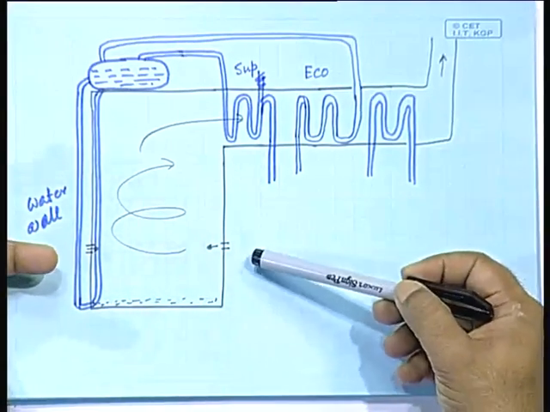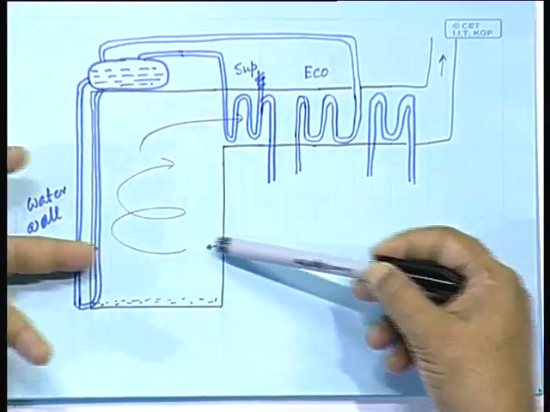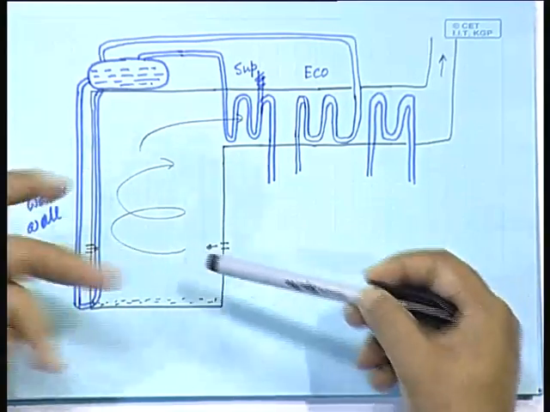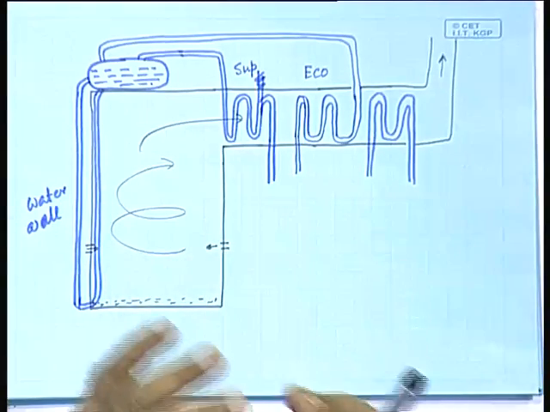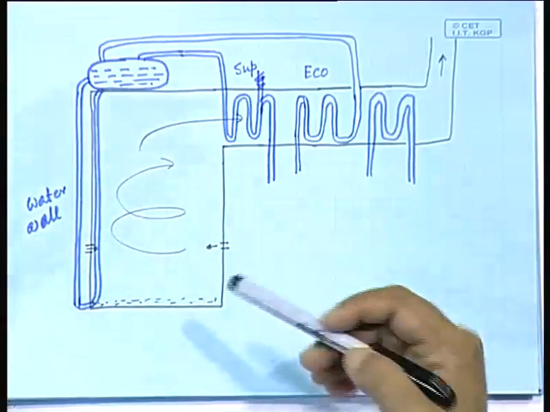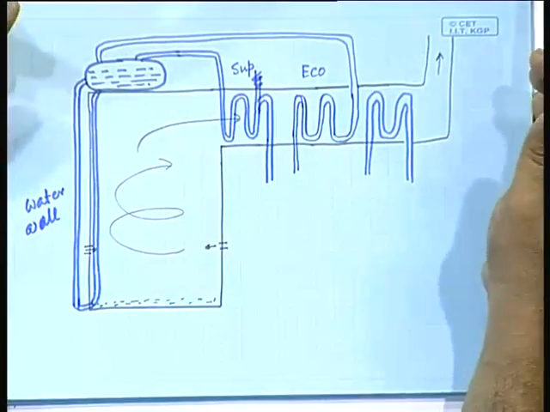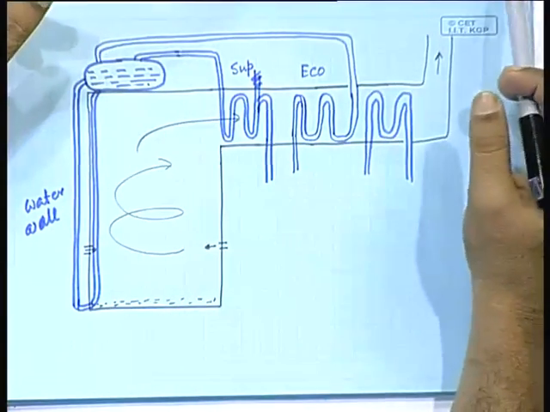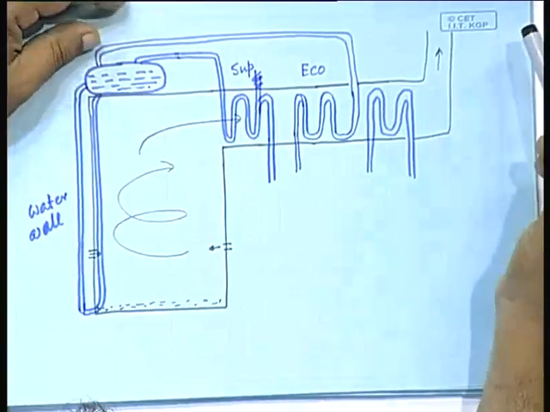The coal powder air mixture is inserted through ports like this, and the direction is such that a vortex is created, so that there is a possibility of greater churning and complete burning, and you have the flue gas going out like this.